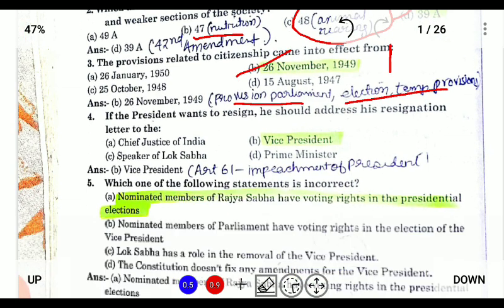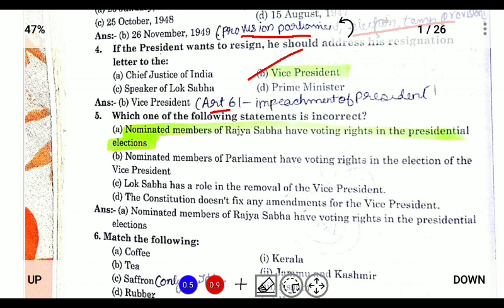Next, if the president wants to resign, he should address his resignation to the vice president, which has been provided under Article 61 of the Constitution. Next, which one of the following statements is incorrect? The nominated members of Rajya Sabha having voting rights in the presidential election. This is the correct answer, because nominated members of Rajya Sabha do not have any voting right in the presidential election. However, they have the power to remove the president.